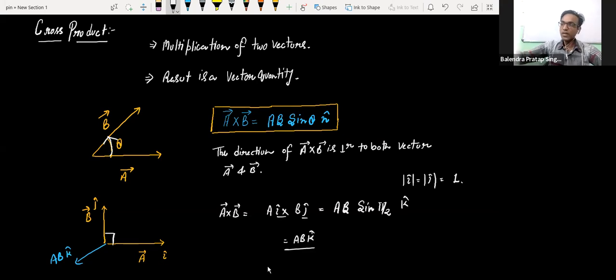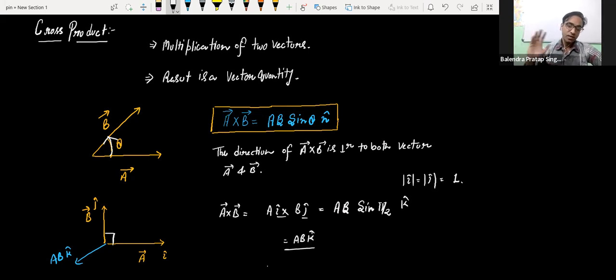Suppose I take a paper, this sheet of paper. Suppose this is your vector A, along this point, and here is another vector B. If I take rotation from vector A to B, then the direction is towards myself, meaning outward direction, and from B to A the direction is inward. So in this way we find the direction of the cross product of two vectors, and the resultant will always be perpendicular to the plane of both vectors, A and B. Is it clear or do you have a doubt?